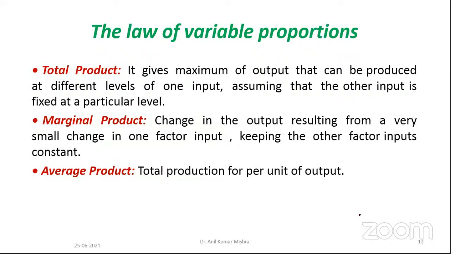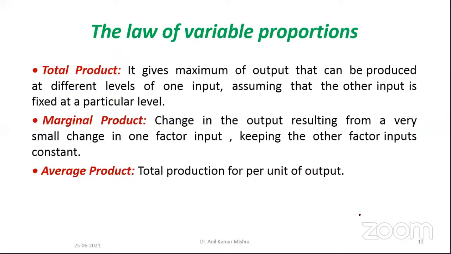What is total product? It gives the maximum output that can be produced at different levels of one input factor, assuming the other factor remains fixed. So we use the variable factor and the fixed factor to produce the output. The total amount of output that is produced is called the total product.